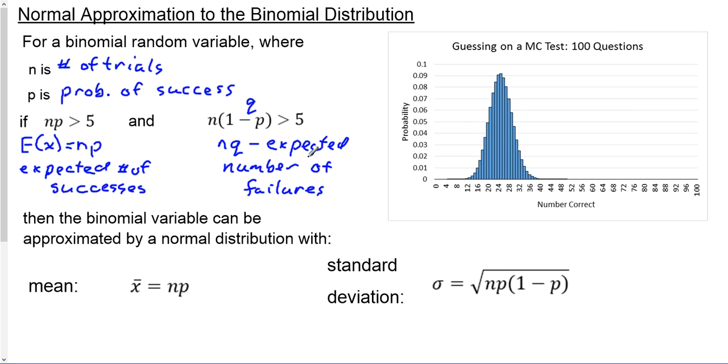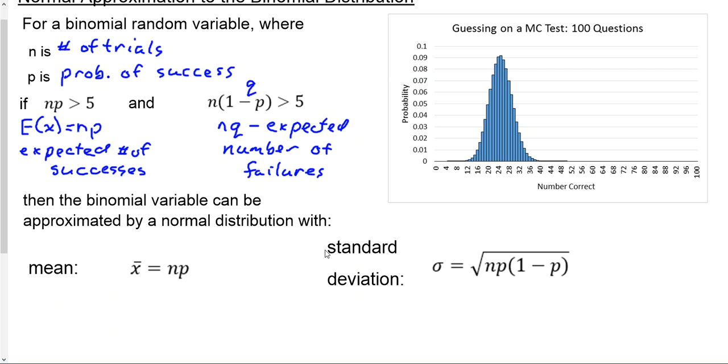Okay, so if you've gone through that and you've calculated the expected number of successes and the expected number of failures, so you know that the normal approximation applies, then our binomial variable can be approximated by a normal distribution, and we can figure out the properties of that normal distribution. That normal distribution will have a mean given by n times p, or the expected value, and it'll have a standard deviation given by the square root of np times 1 minus p, or npq. Okay?